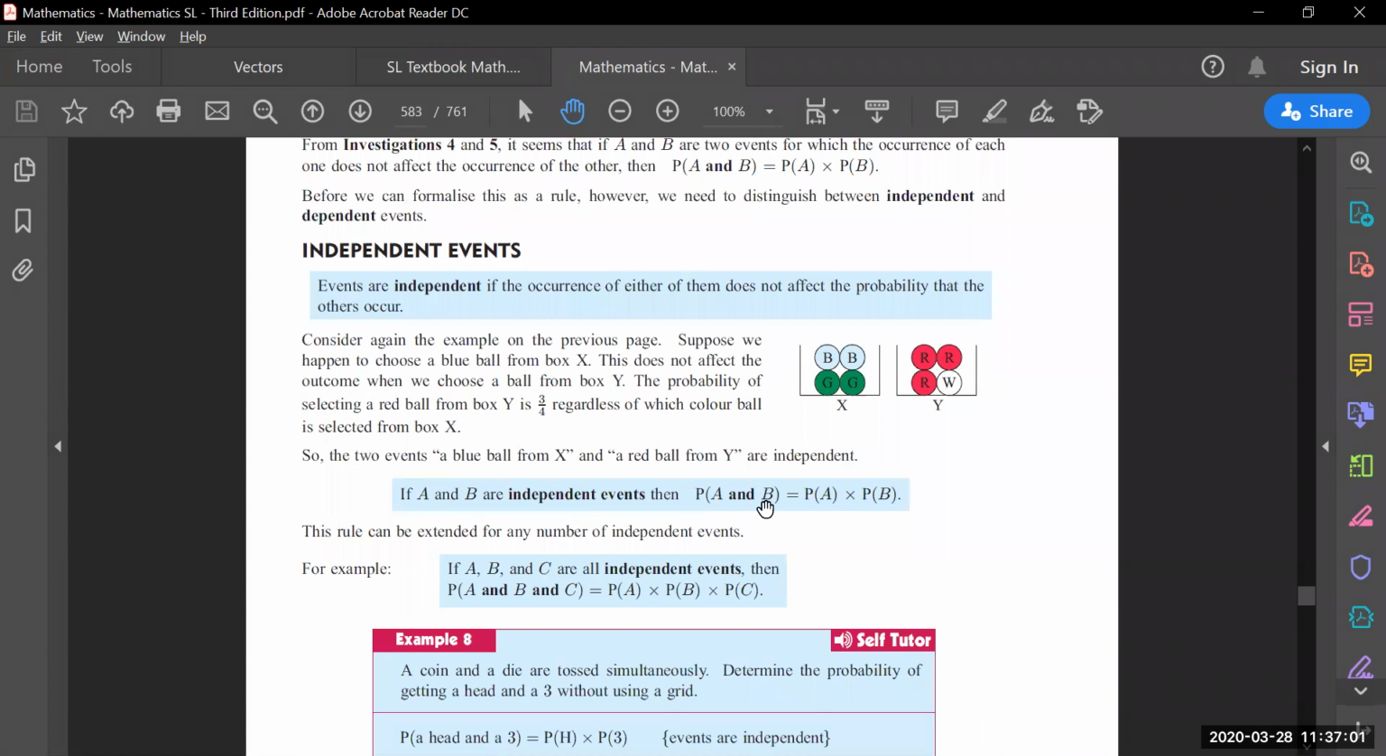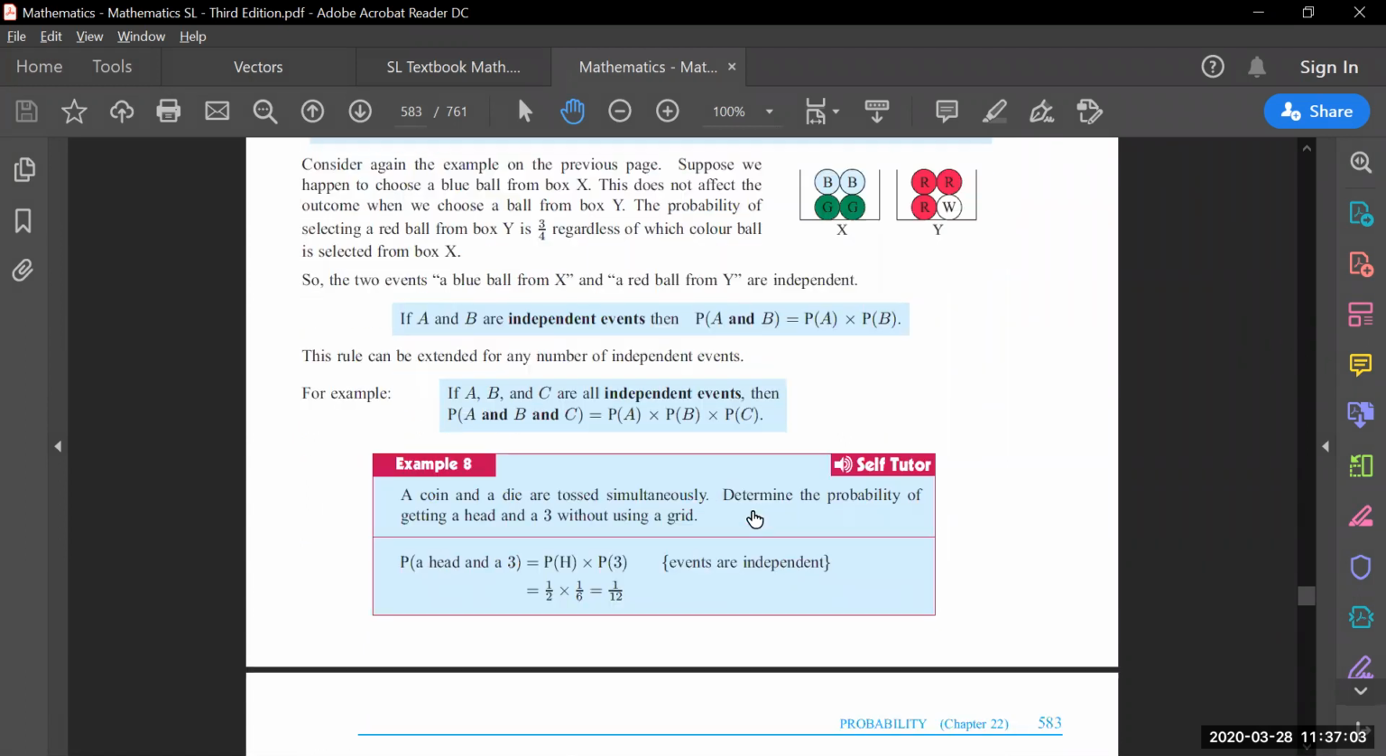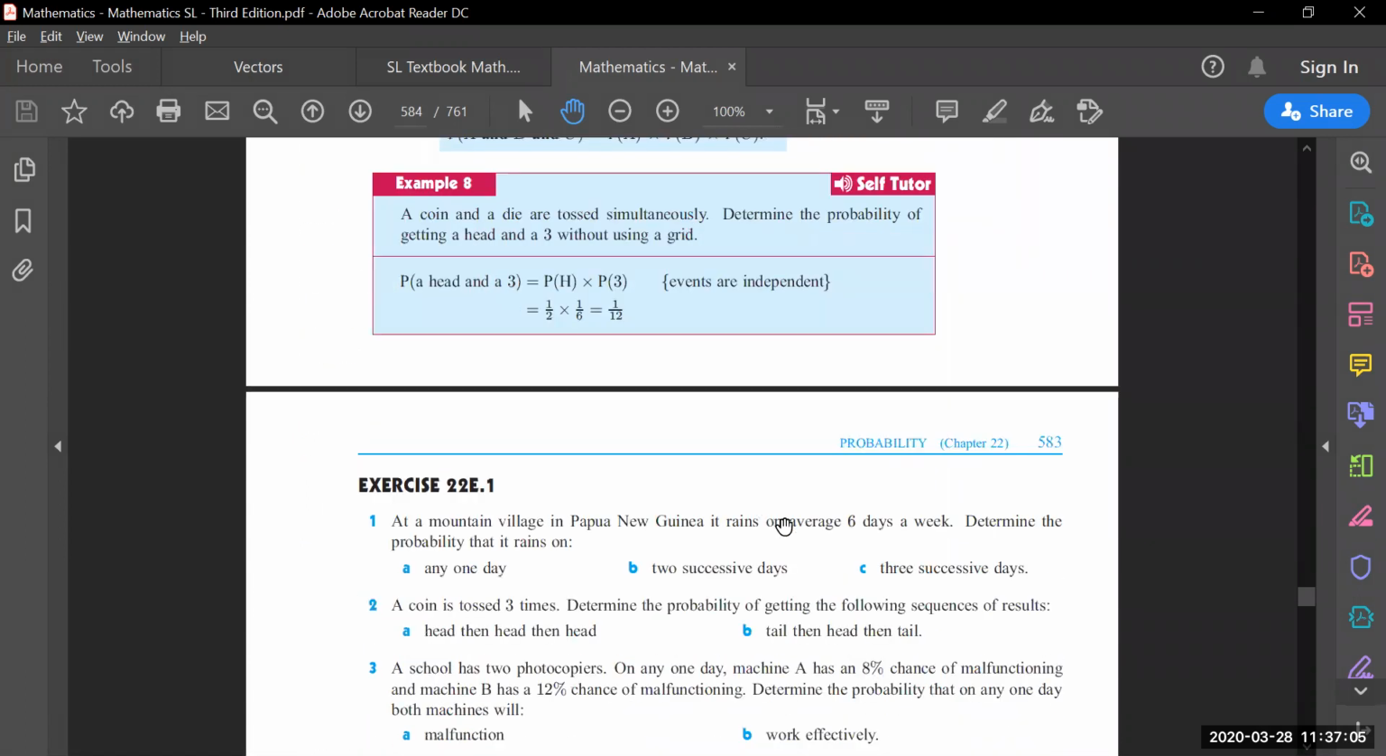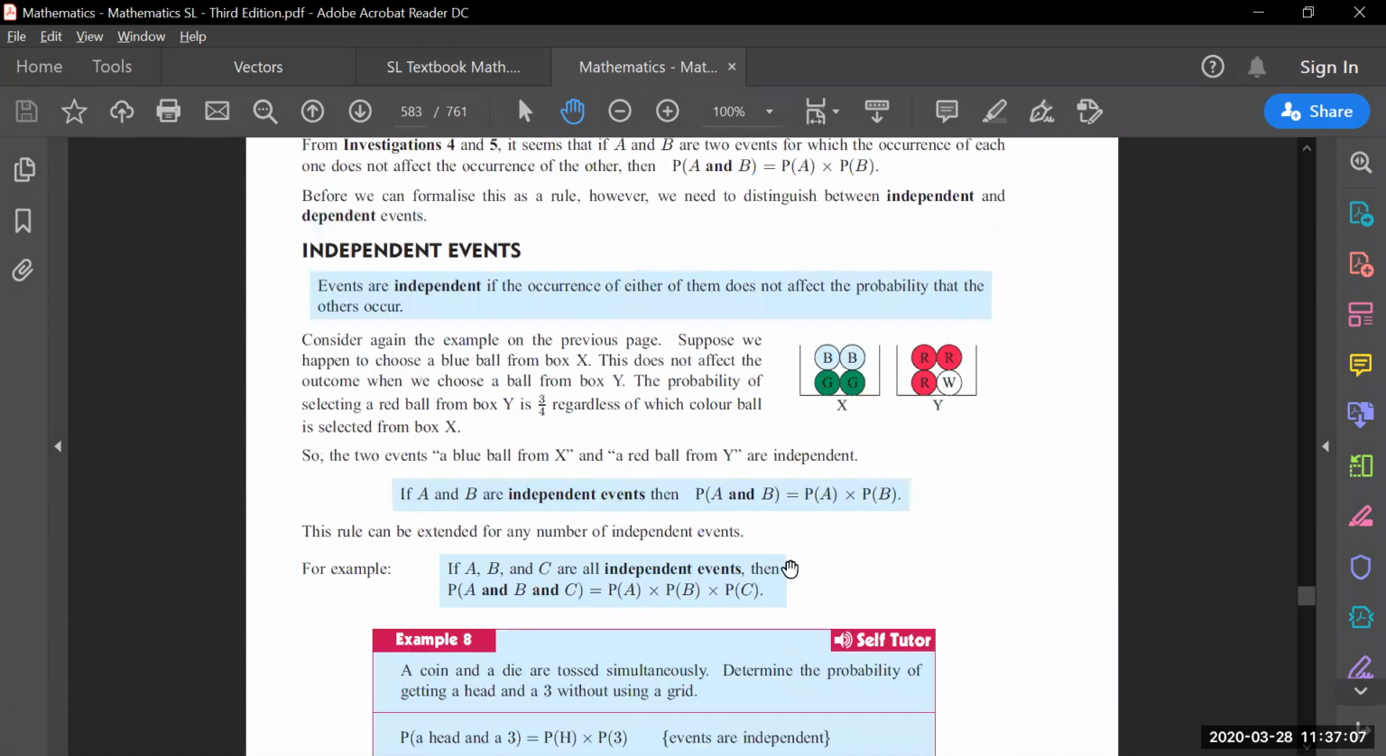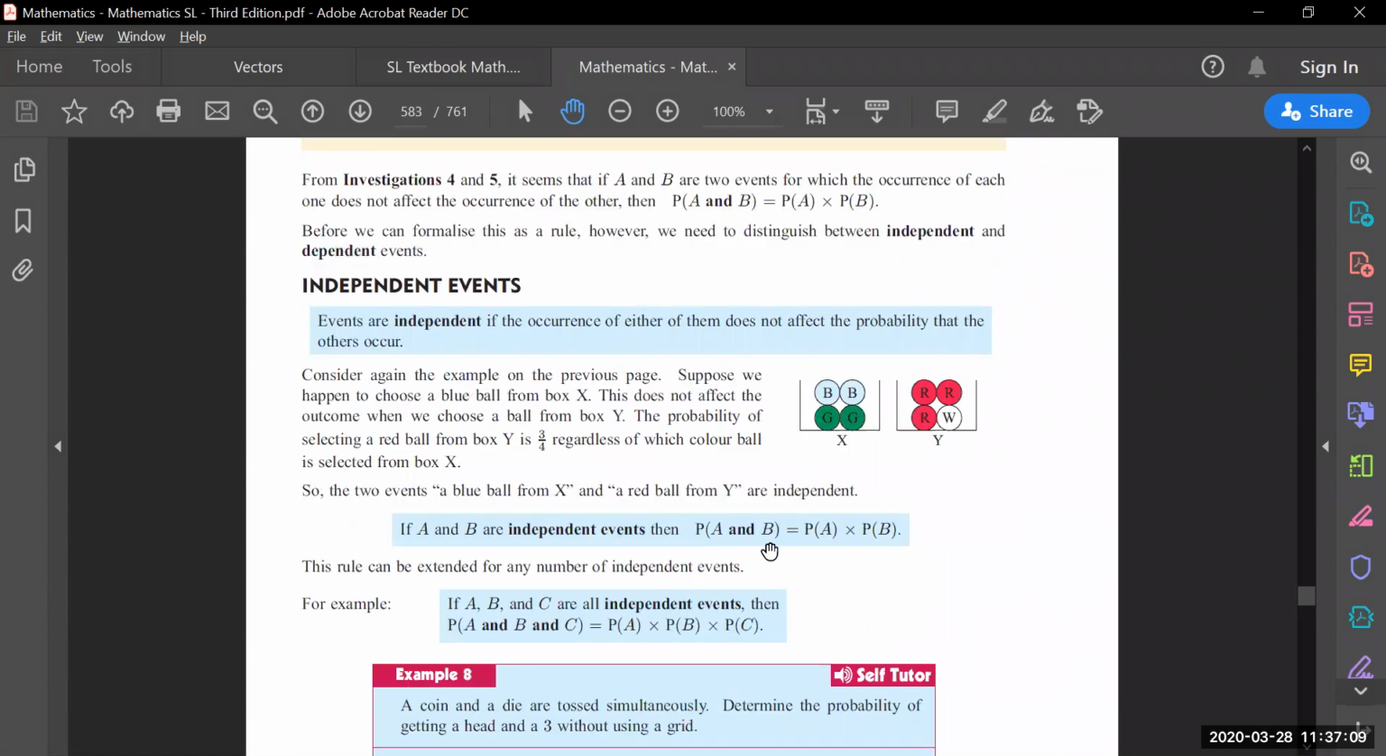Okay, I think this is what we should be trying. Independent events, extremely important. Have you learned this yet? Independent events? Yes, I have.